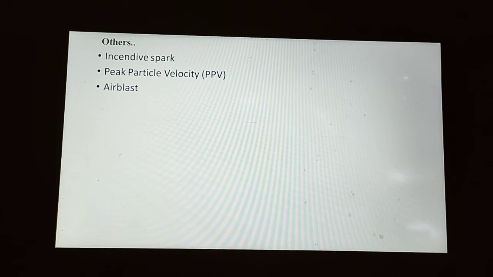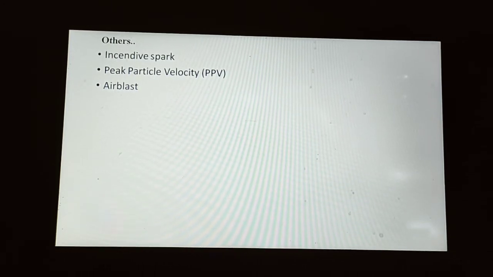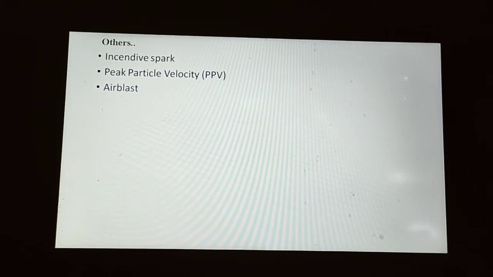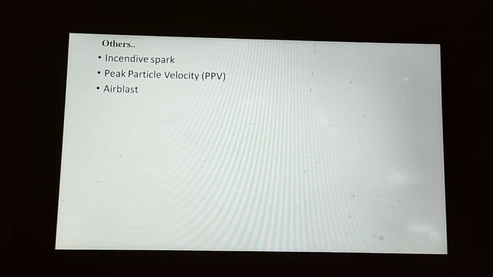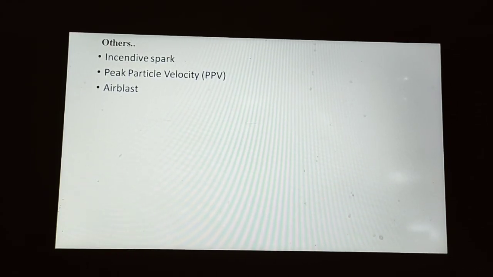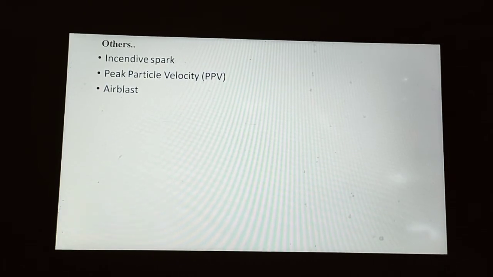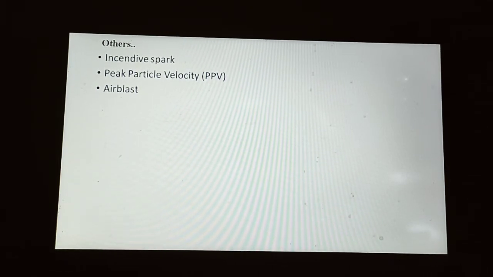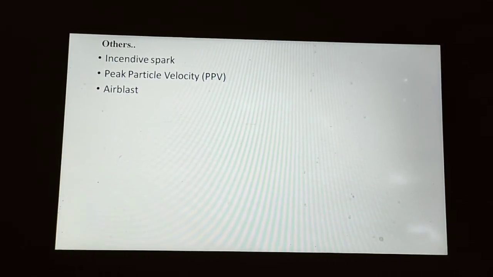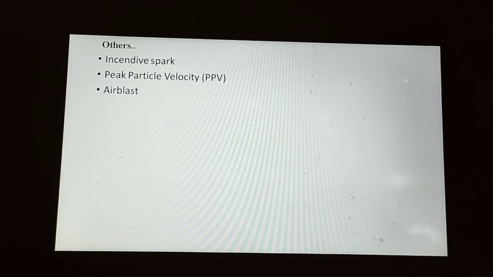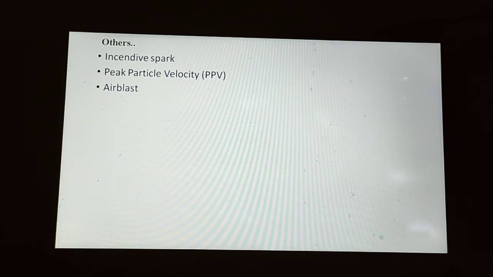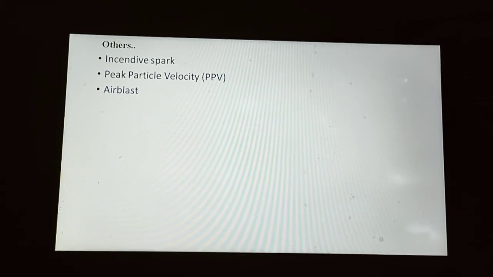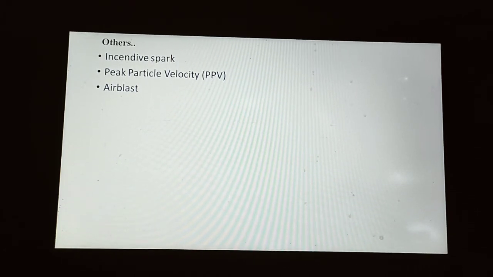Incendiary sparks are those sparks having sufficient heat and temperature to ignite a mixture of methane and air. Peak particle velocity is the maximum speed of a particle in the ground relative to its inactive state. Air blast is a sudden rush of air in a confined space. So you know, these are the parameters I discussed, and some parameters will be discussed later in detail in another video. Thanks.